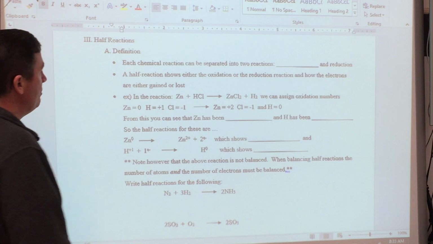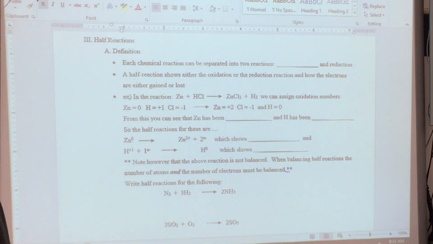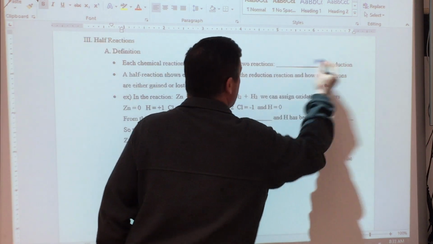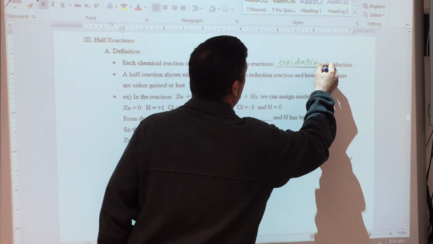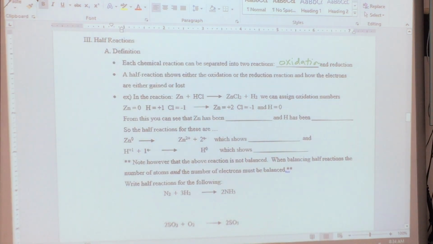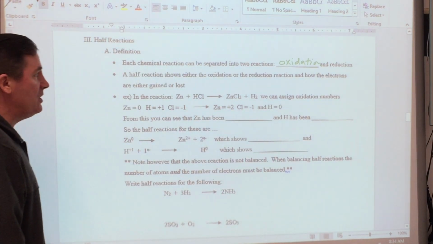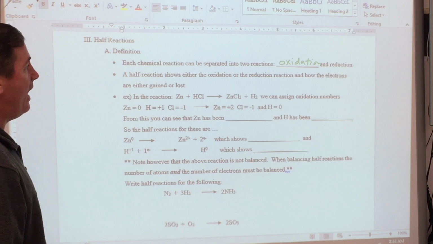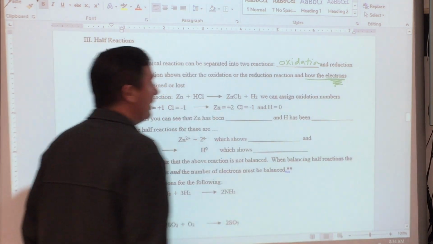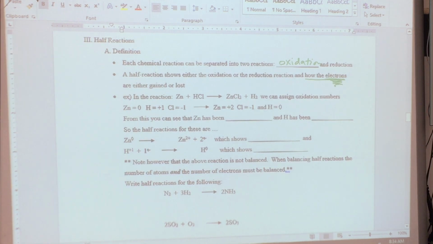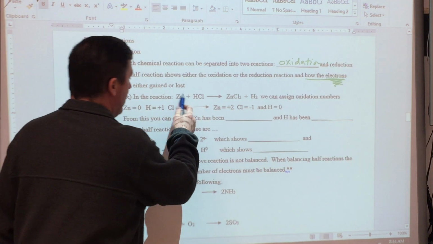Definition: each chemical reaction can be separated into two reactions. We already know reduction, so the other one has to be oxidation. A half reaction shows either the oxidation or the reduction reaction and how the electrons are gained or lost. So let's look at this redox reaction.